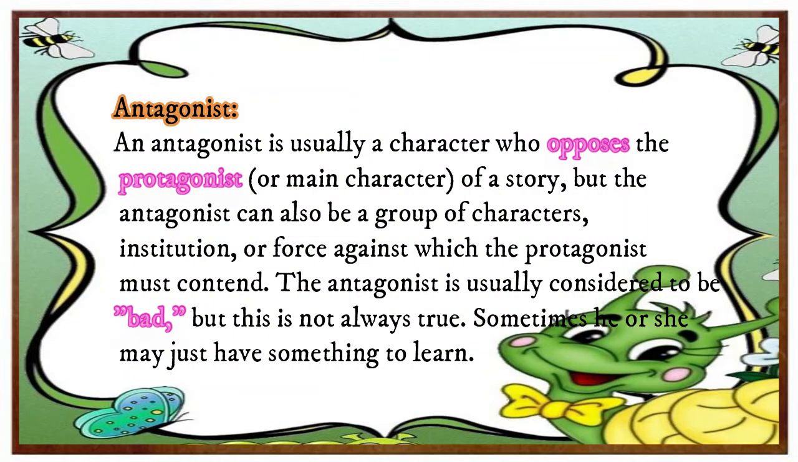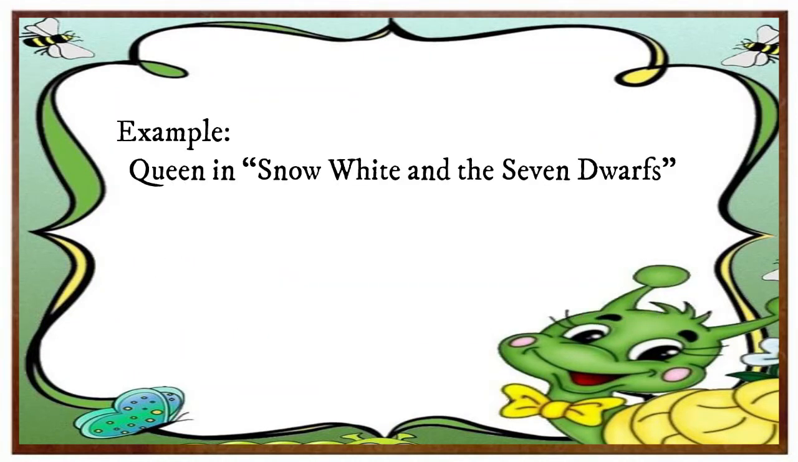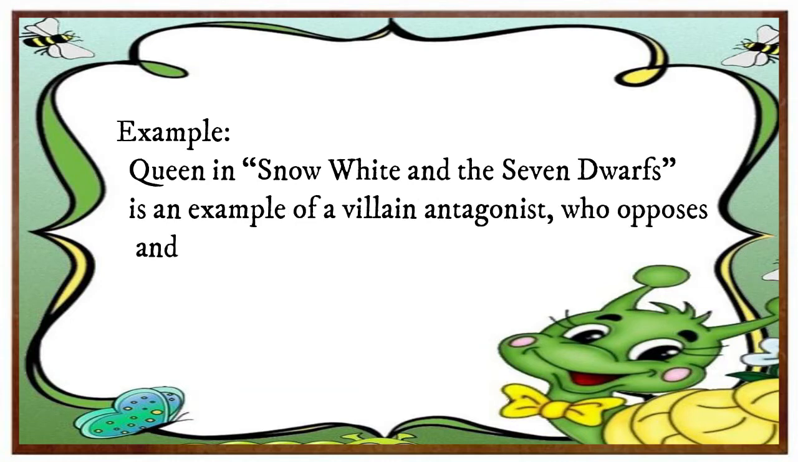The Queen in Snow White and the Seven Dwarfs is an example of a villain antagonist who opposes and wants to destroy Snow White.